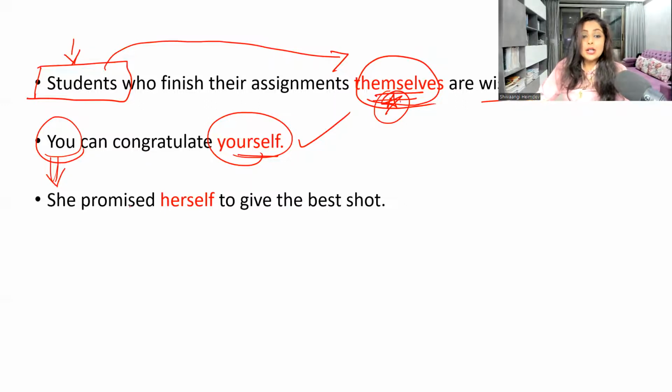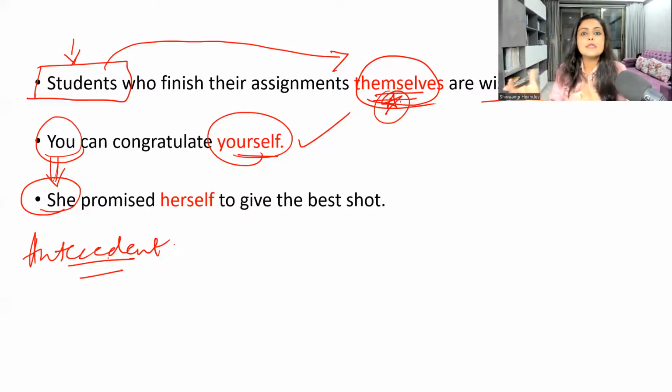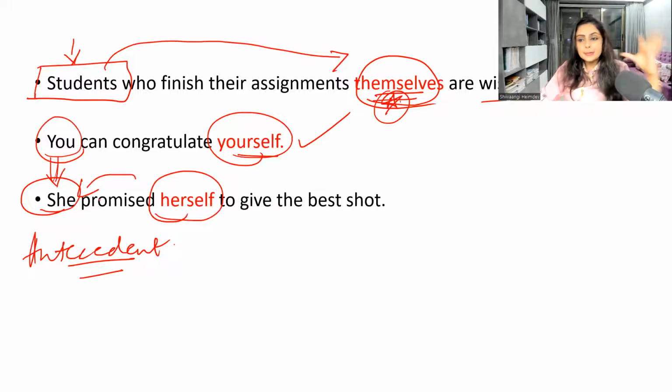Okay, so look at the third one. She promised herself to give the best shot. Now she is the base, the antecedent. And what is an antecedent? Antecedent means something that comes before the reflexive pronoun. So what comes before the reflexive pronoun? She. She comes before the reflexive pronoun. So because I have an antecedent, she, I can very well go ahead with this sentence. It's absolutely correct. I can very well make use of reflexive pronouns here.